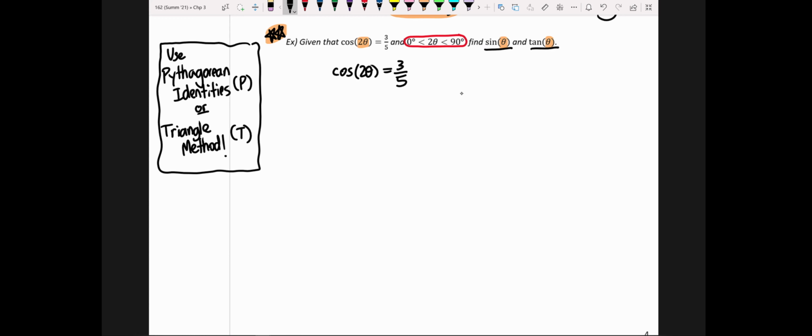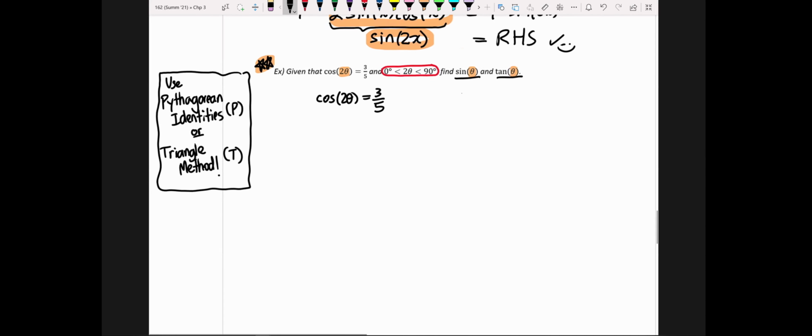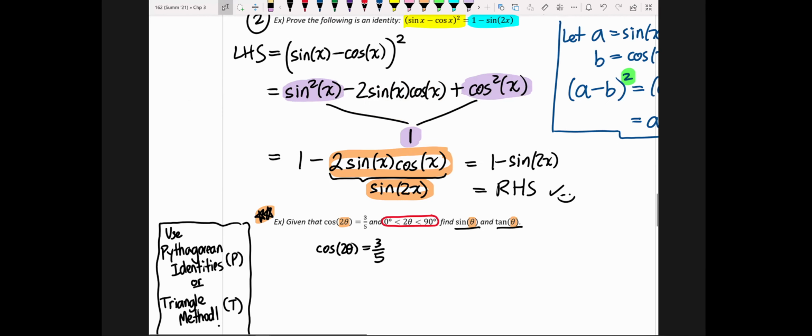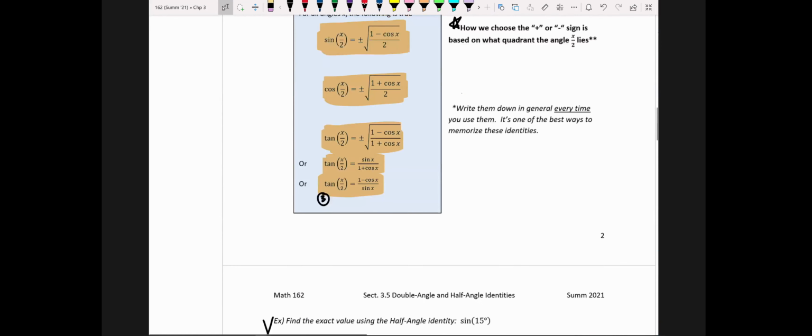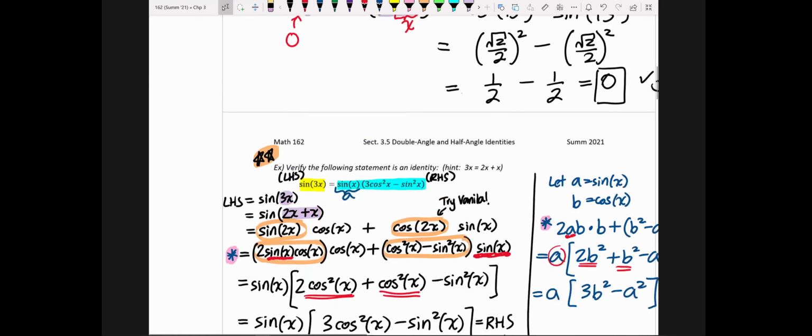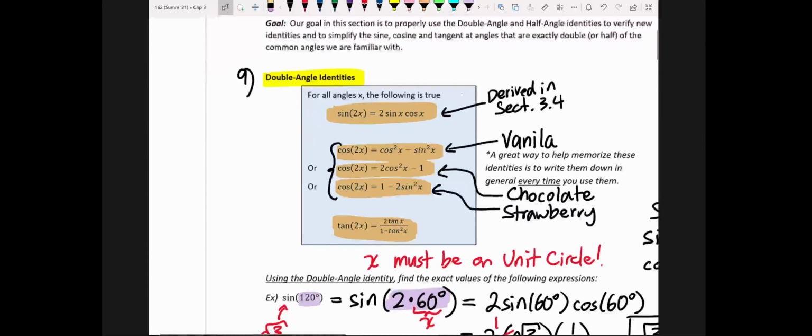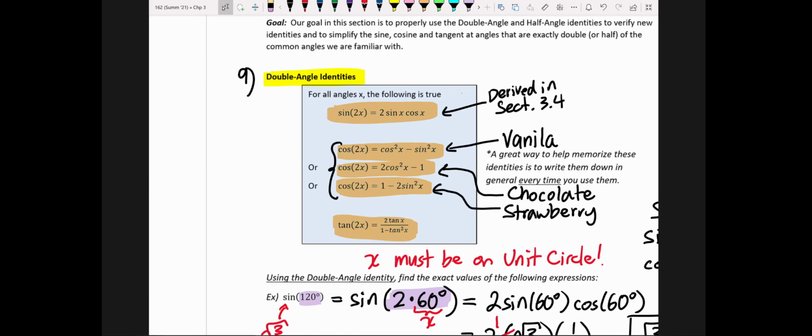Okay, so we need to use the identity. For double angle identities for cosine, we have 3 different options. Let me bring us back here. Remember, we want to find sine of theta and tangent of theta. Okay, so we're going to start with Jacob. Jacob, these are our double angle identities that we want to have on our reference guide. Which double angle identity for cosine should we use if our goal is to find sine of theta, tangent of theta?